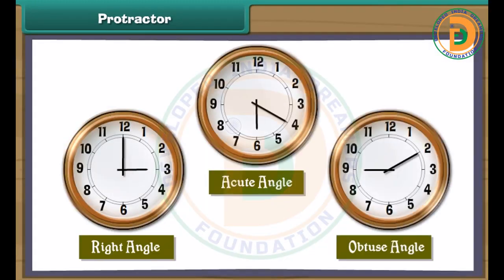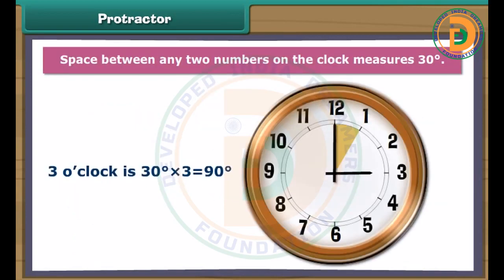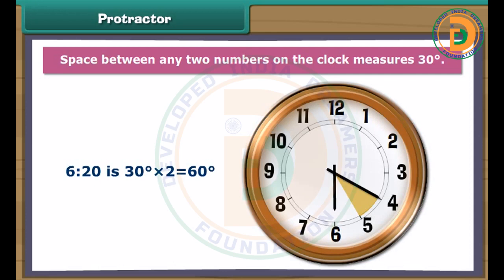The angles made by the hands of a clock can be worked out without the help of a protractor, because the space between any two numbers measures 30 degrees. By this logic, we can measure 3 o'clock as 30 degrees multiplied by 3 is equal to 90 degrees. 20 past 6 as 30 degrees into 2 is equal to 60 degrees. And 10 past 9 as 30 degrees into 5, which is 150 degrees.